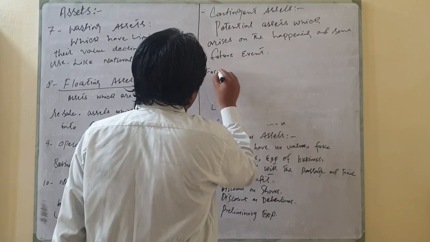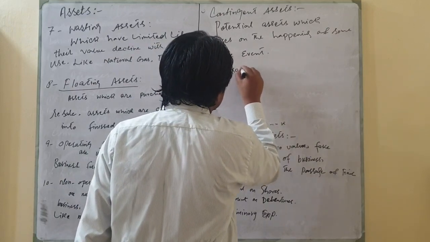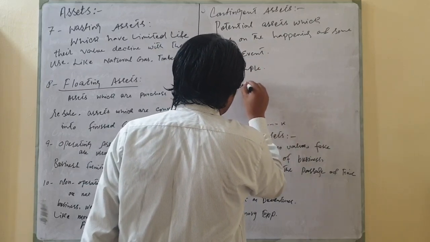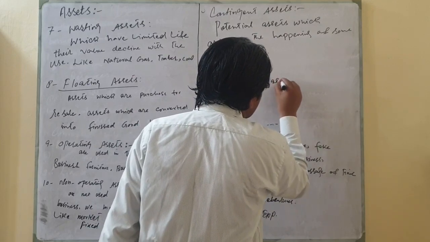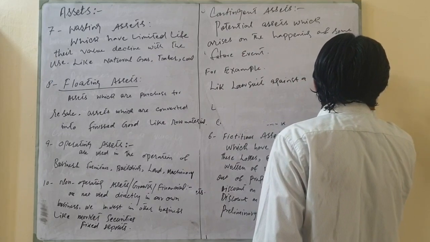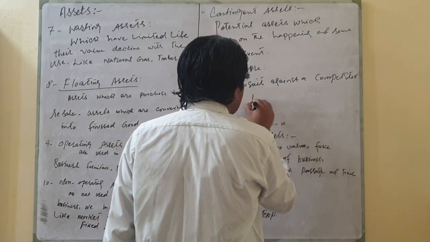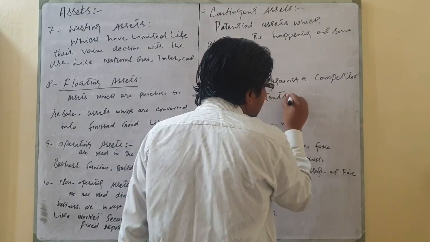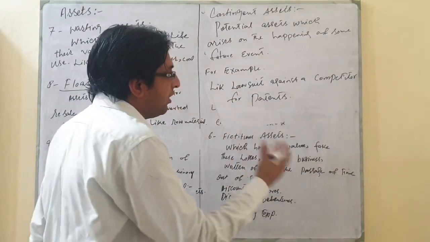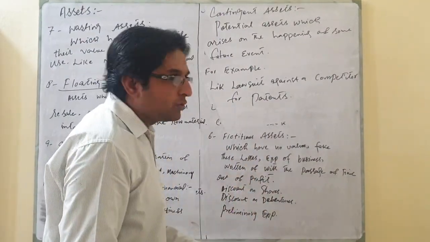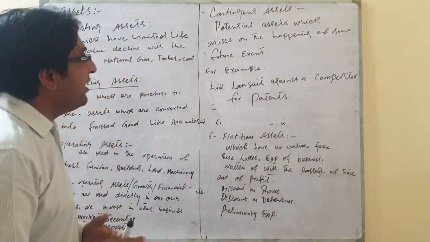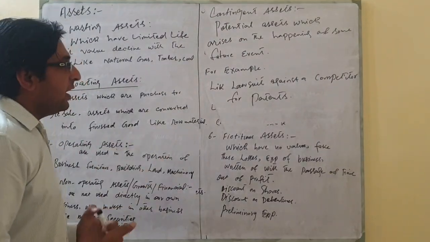For example, what are these contingent assets? Like a lawsuit against a competitor for patent rights. So this asset may be created in future if the company wins a lawsuit. This will be called a contingent asset. So we have studied all the types of assets in this lecture.